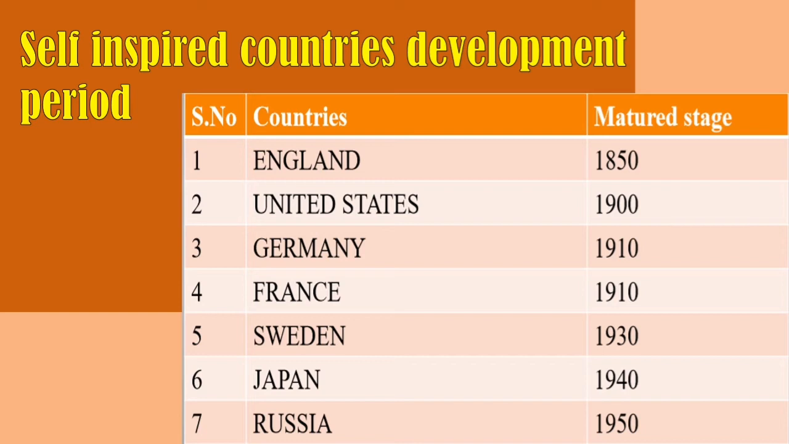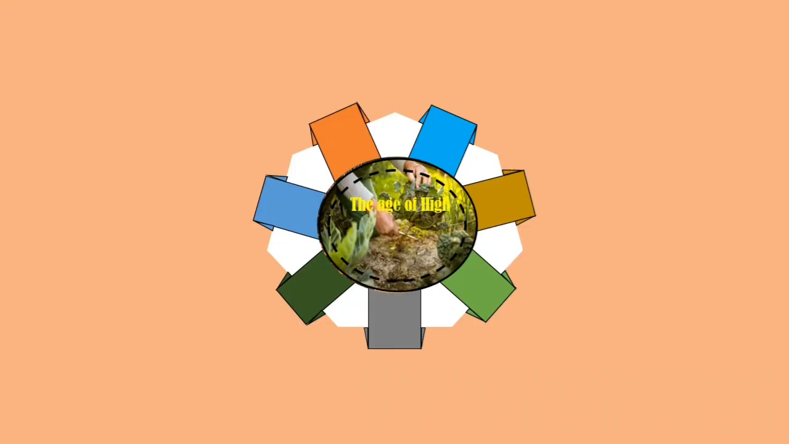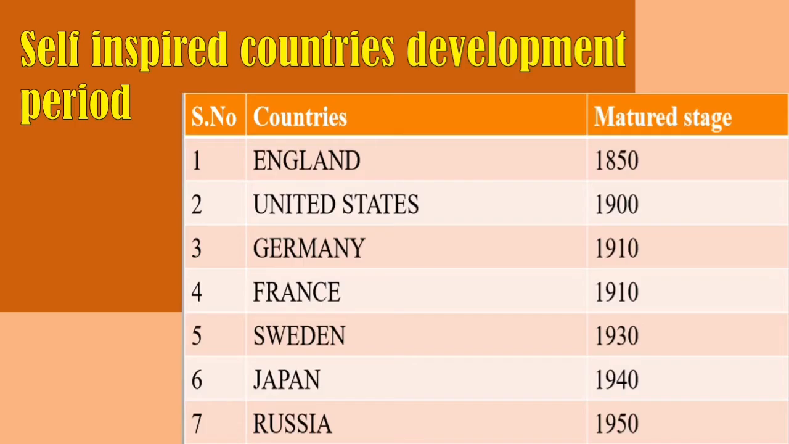You have, of course, England, whose matured stage was recorded in 1850, followed by the United States in the 1900s, and Germany and France in 1910. You have also Sweden in 1930, Japan in 1940, and Russia in 1950. So, of course, European countries, as seen on the slide, have reached their matured stage compared to the rest of the countries except for the United States.